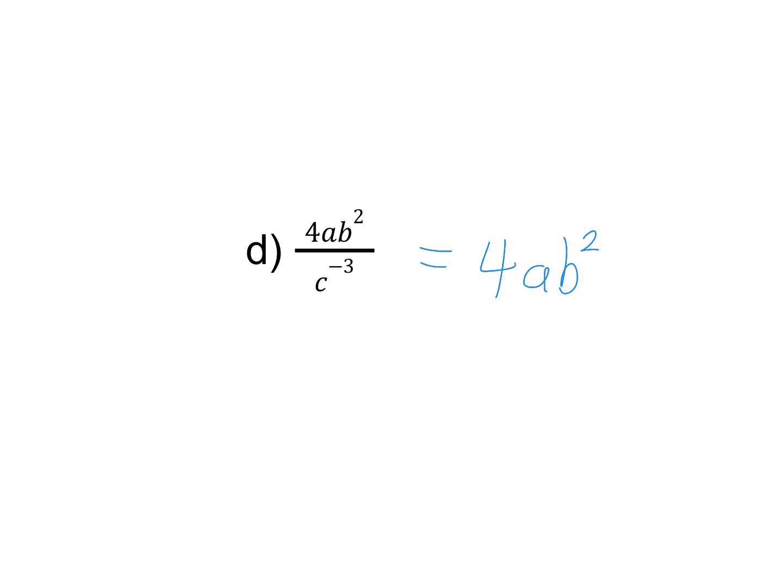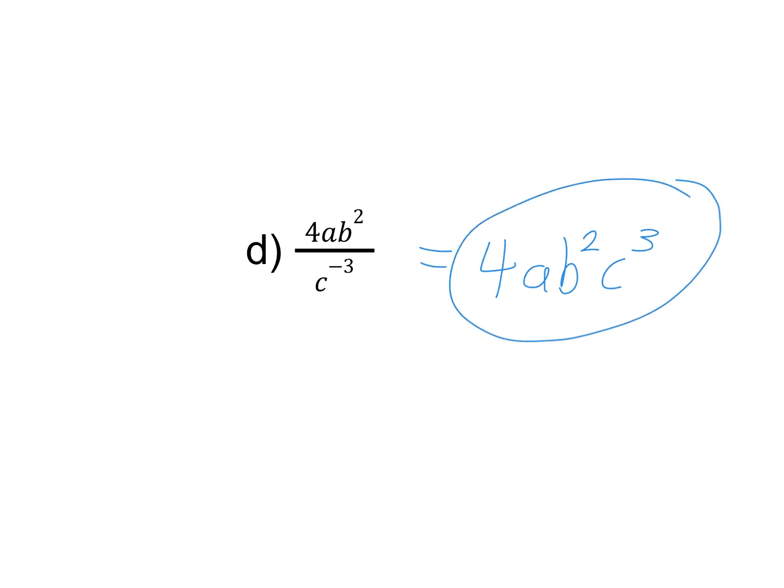And then I have a C to the negative 3 in the denominator, but there's no C term in the numerator. But I don't want a negative exponent, remember that. So since it's a negative exponent in the denominator, I will flip it to the numerator so that it is positive. So our final answer for this one is actually just 4ab squared c to the third.